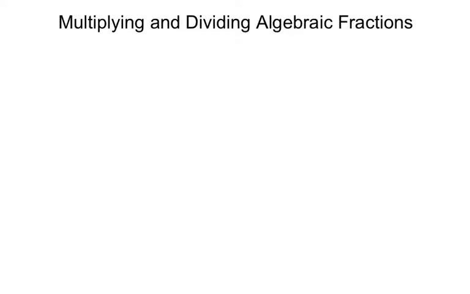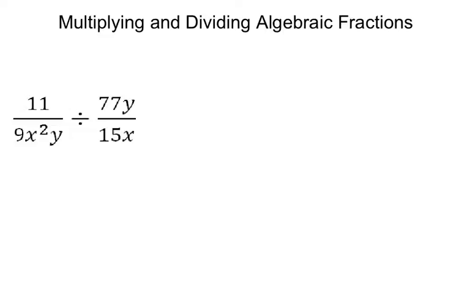In this video, we're going to continue our exploration of multiplying and dividing algebraic fractions. We're going to look at slightly more complicated ones in this video, with more than one term in either the numerator or the denominator. But first of all, let's remind ourselves of how to deal with ones that we saw in the previous video. So here we have 11 over 9x squared y divided by 77y over 15x.